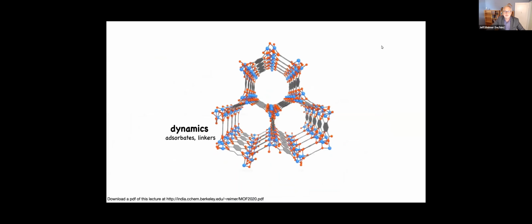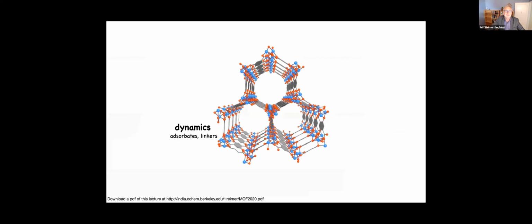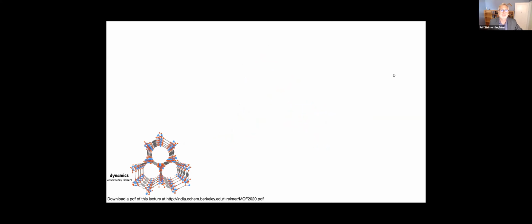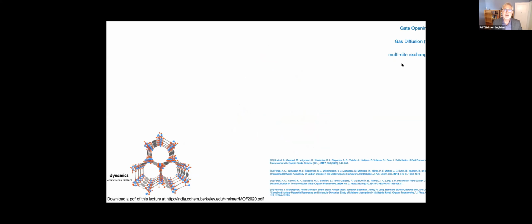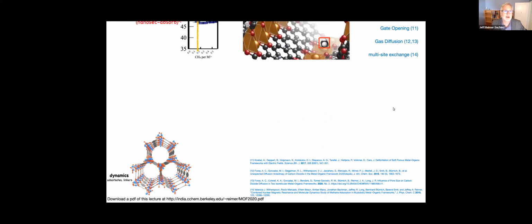I know many of you are interested in dynamics. For example, the dynamics of adsorbates and linkers, very profitable fields of study for many. Here are some papers, some favorites of my group. Gate opening effects that can be measured with NMR, gas diffusion measurements, multi-site exchange. And I will mention 2 of these for your curiosity.